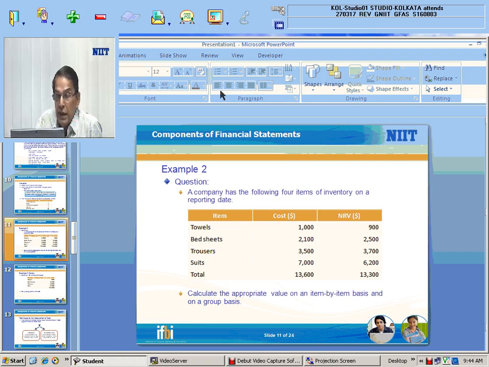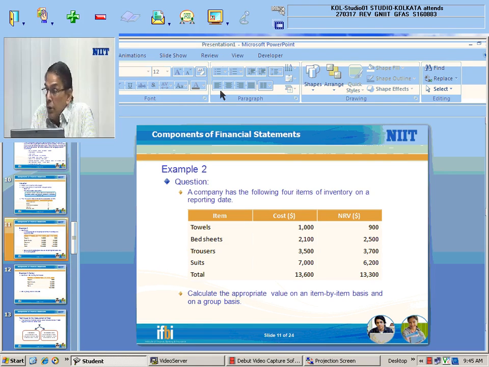So basically we are taking towels at 900, bed sheets at 2,100, so 3,000, trousers at 3,500, so 6,500, and suits at 6,200. So basically 12,700 will be the total value of the inventory. Subsequent measurement of the inventory will be at 12,700. Is that clear? When you are doing it item by item.